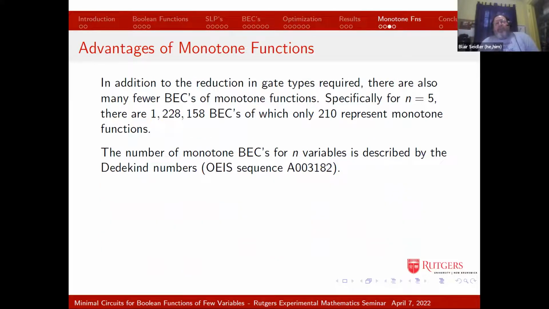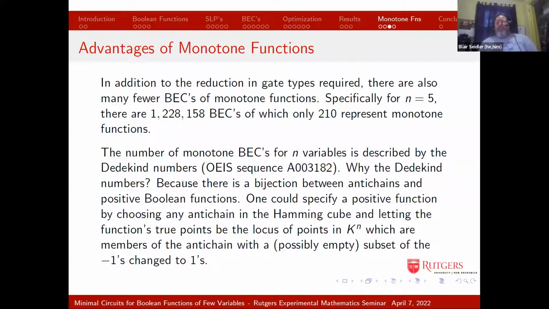In addition to the reduction on the types of gates that I needed, there are also just a lot fewer big equivalence classes of monotone functions. For n equals 5, there are over 1 million big equivalence classes, but there are only 210 monotone equivalence classes, which is nice. And the number of monotone equivalence classes is another wonderful OEIS sequence, happens to be the Dedekind numbers. The reason for that is, I think, described if you follow enough of the links off of the OEIS page, but it's really just because there's a bijection between anti-chains and positive Boolean functions.